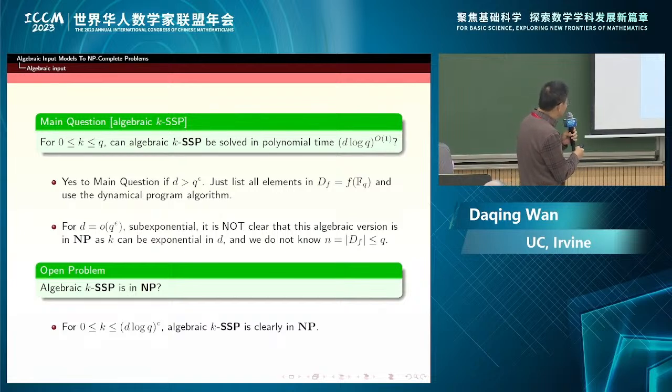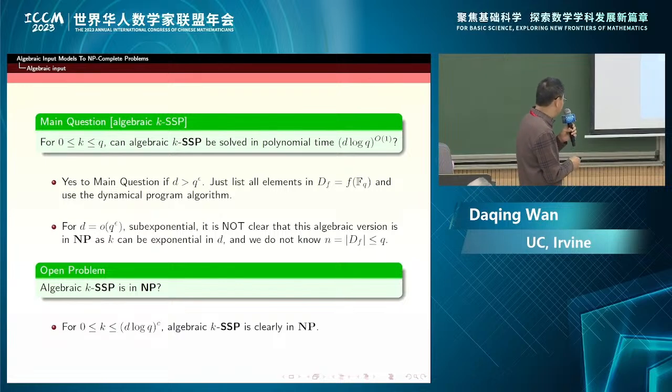Now, if d is small, let's say sub-exponential, then it's not clear this problem is actually in NP. We cannot check that it's in NP. Why? Because we do not know if there is a short answer. Even if I give you the answer, say I give you the subset, the subset has k elements, but k can be very big. Because d is small, k can be exponential in d. So the answer may be too long for you to check in polynomial time. So I cannot even prove it is in NP. Therefore, the problem becomes harder. In the previous dense input model, we know it is in NP. But with the algebraic version, it's not obvious that it's actually in NP. So the first open problem is whether this algebraic k-subset sum problem is in NP or not. That's not obvious.